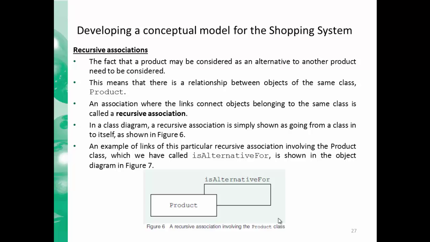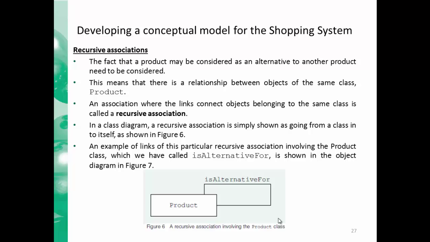In this situation, the relationship between the objects of the same class is there. It means I want to relate a product to a product. So far, we relate objects from 2 different classes using association. But this is the first time that we come across a case where we need to relate 2 objects of the same class. This association, where we link objects belonging to the same class, is called a recursive association.